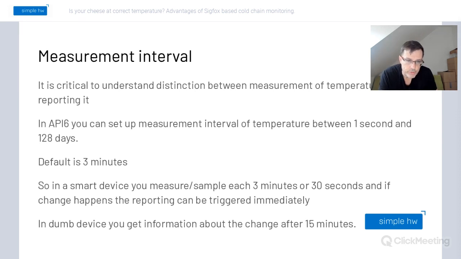Then there's a big difference from the dumb device that measures and sends information. In the dumb device, you get information about any change of temperature after 15 minutes. When you set up SimpleHW devices to measure, for instance, every 10 seconds, you'll get the information about the change within 10 seconds after it has happened, and you don't need to wait 15 minutes until the traditional dumb device measurement interval ends.